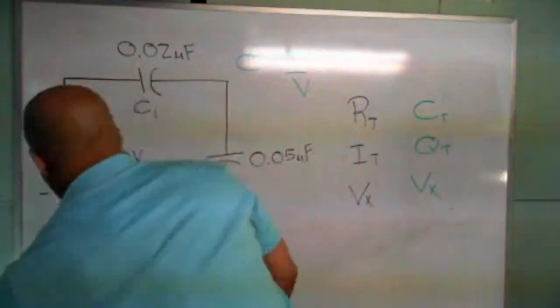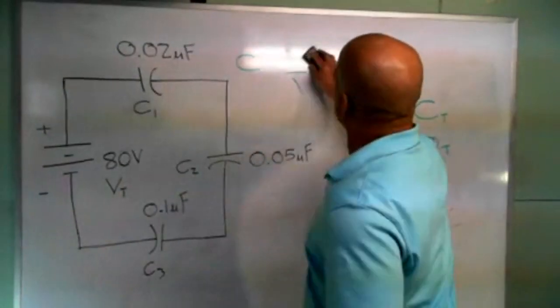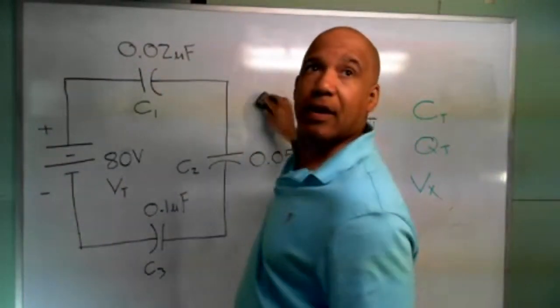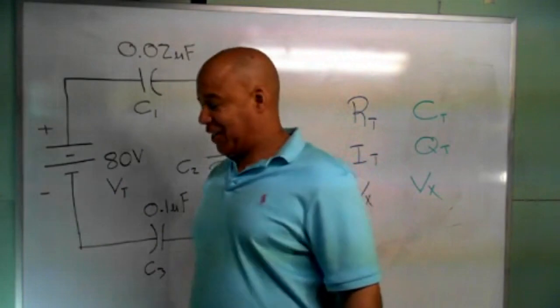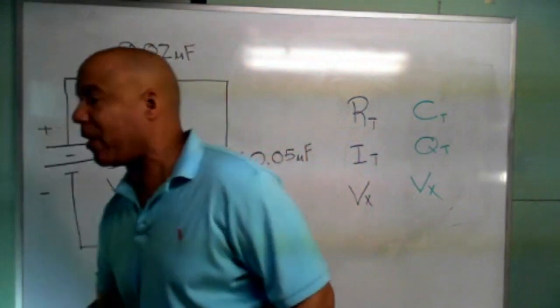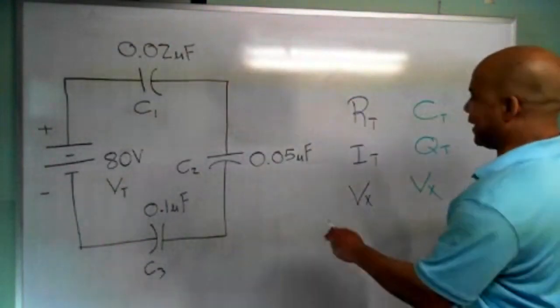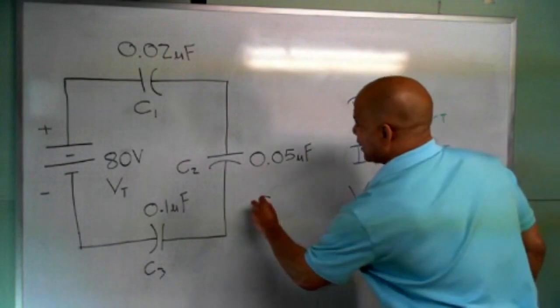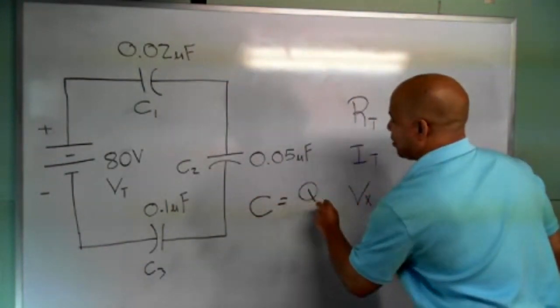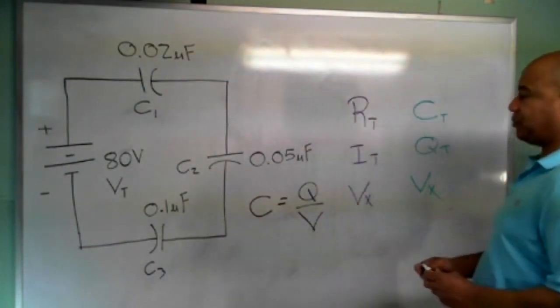Wow. I've got to deal with this lighting. I should turn the camera around so you guys can see what I'm working with. I don't know how to get this lighting any better. So it's C equals Q over V.